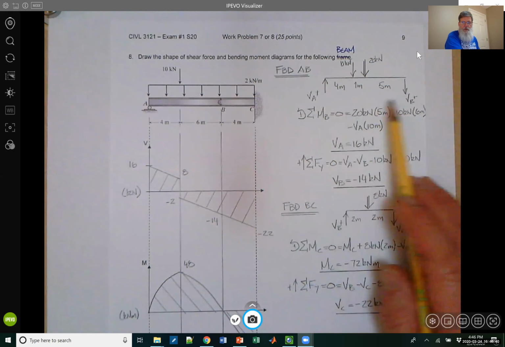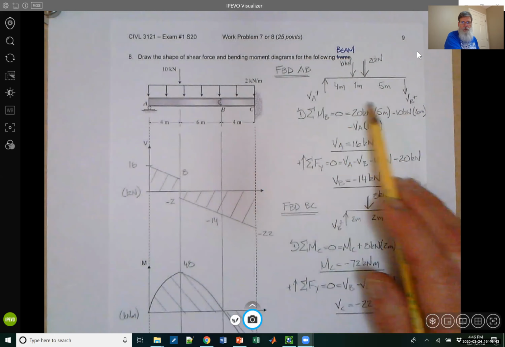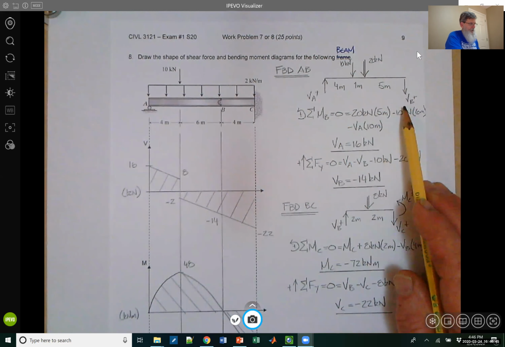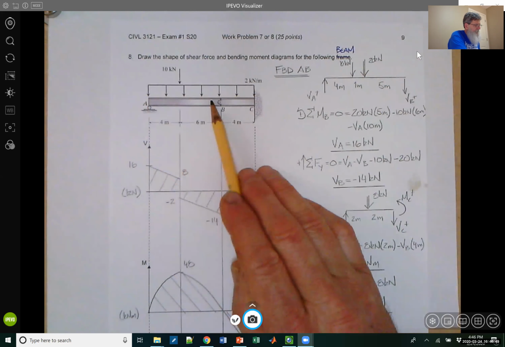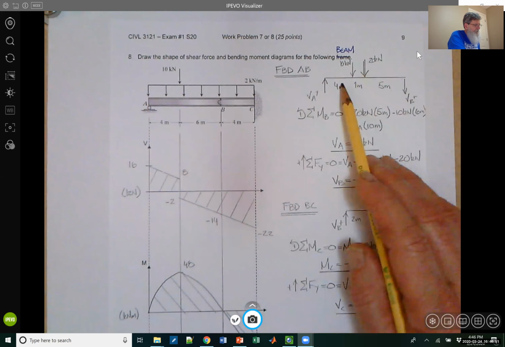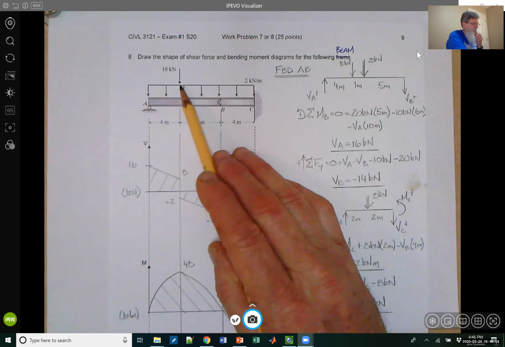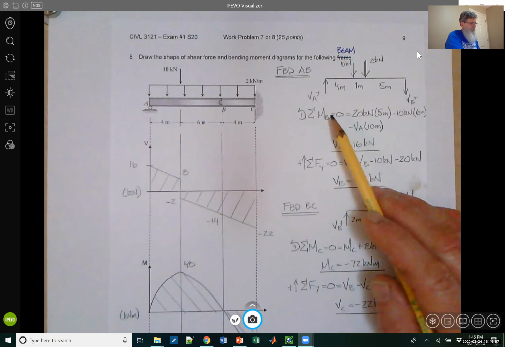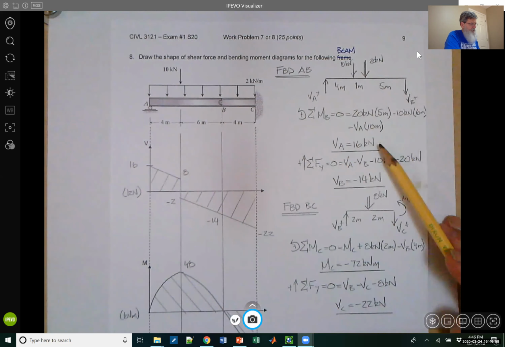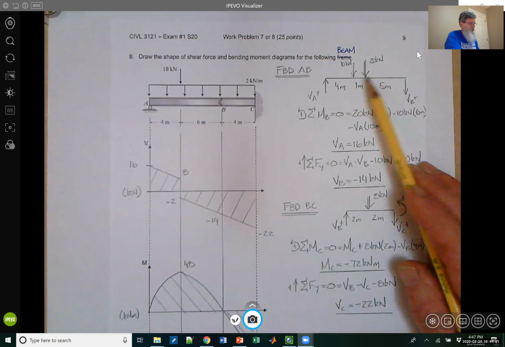So at A to B, positive shear at A, positive shear at B. This is the concentrated equivalent of the uniform load, which is 2 times 10 or 20. And then there's, don't forget your concentrated load of 10 kilonewtons at 4 meters. So when you solve for that, you'll find the shear at A is a little bit bigger than the shear at B because of that shifted load.